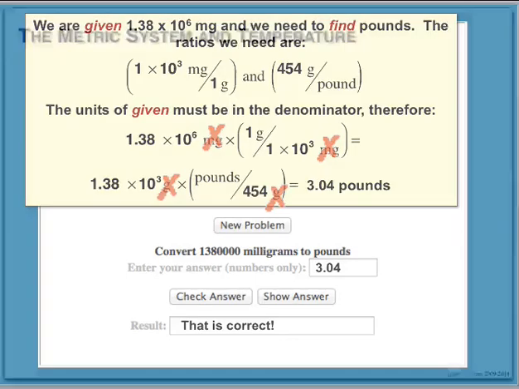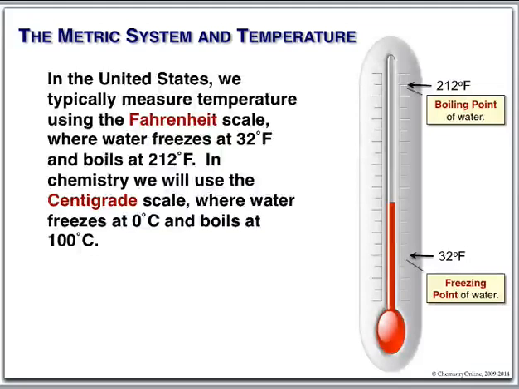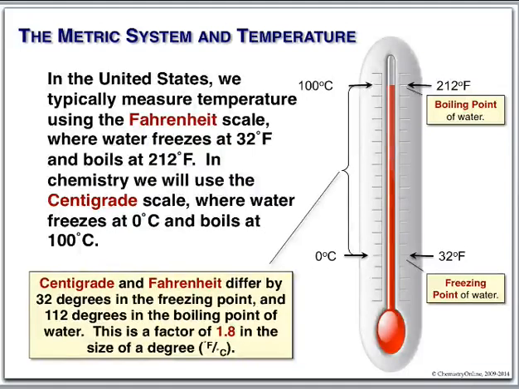All right, let's move on to temperature. Here in the United States, we tend to measure things in Fahrenheit. I really don't know why, but we do. In Fahrenheit, water freezes at 32 and it boils at 212. There's 180 degrees between the two of them. In science, we're going to measure things using degrees centigrade. In centigrade, water freezes at 0 and boils at 100. Now there's 180 little degrees here, and there's 100 here. So every centigrade is 1.8 Fahrenheit.